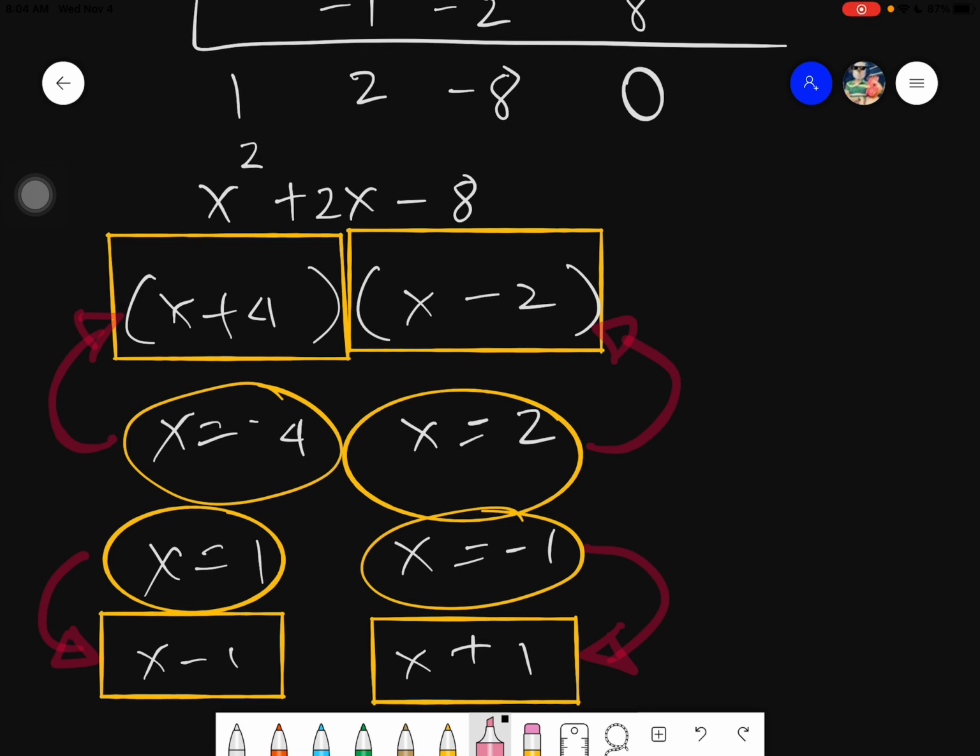So here's the thing, class. Factors, this one, can produce zeros, like this one, ito. Okay? But at the same time, zeros can also produce factors. Okay? So yung naka-box ating factors, yung naka-circle ating zeros. Okay? So I do hope you got that.